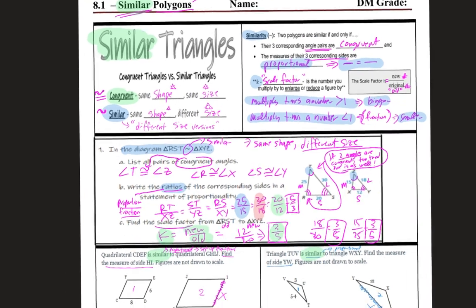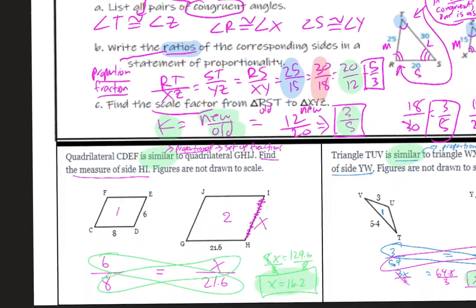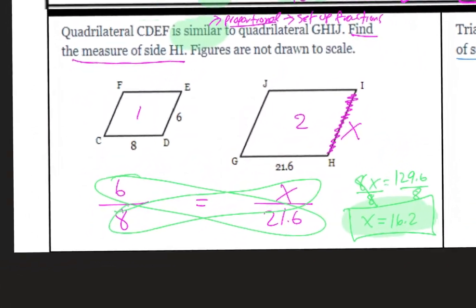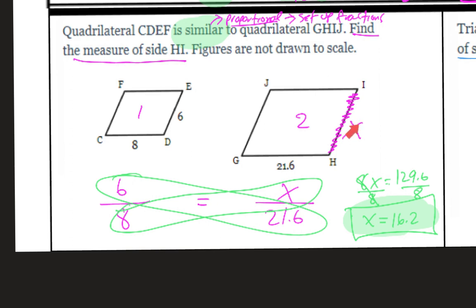Okay, so when we want to calculate ratios, say for instance right over here, if they want us to find this length, they said find the measure of HI. If these are similar, that means they are proportional. So we would say, okay, X is over here. X would line up with 6. So if X is on the top on this one, then 6 would be over here. And then if we put 21.6 on the bottom, then 8 would go over here. Then we would just cross multiply and divide. Okay, so that's the relationship on those.